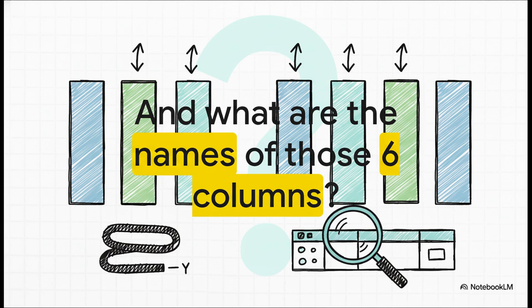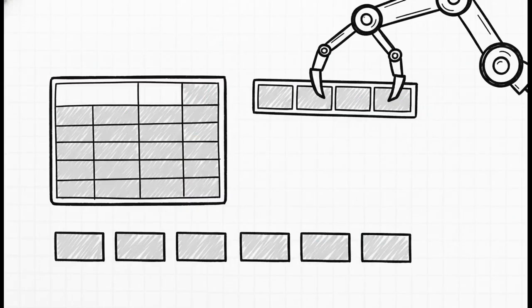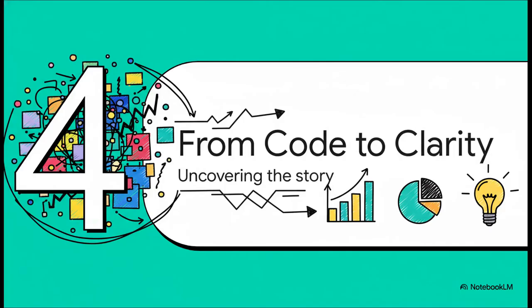Okay, so we know there are 6 columns. We saw them in that first peek, but what if we just want a quick list of their names? Just to make sure we don't misspell anything when we need to use them later. Yep, there's a command for that too. It's just df.columns. And that gives us this nice, clean list of all the column headers. We've got country, year, pop, continent, life expect, and GDP per cap. Perfect.